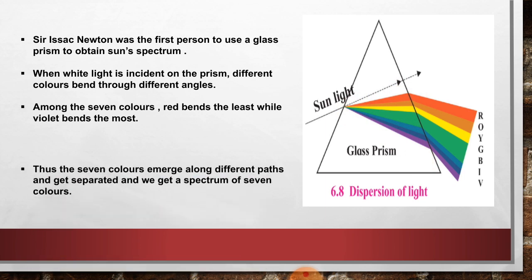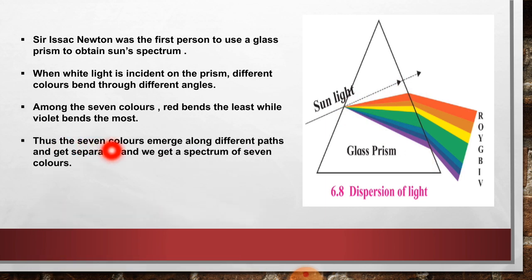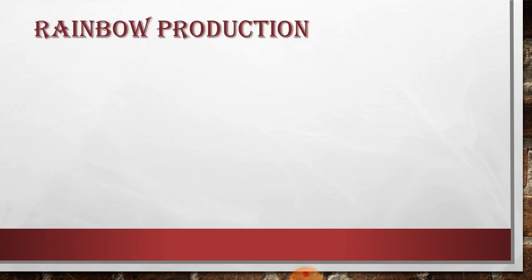Thus the 7 colors emerge along different paths and get separated, and we get a spectrum of 7 colors. Basically, when white light enters the prism, it gets distributed into the 7 colors. That is called, what is it called? Dispersion of light. Okay, very easy.